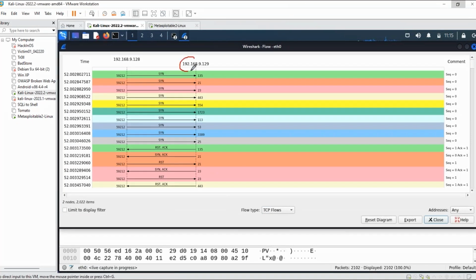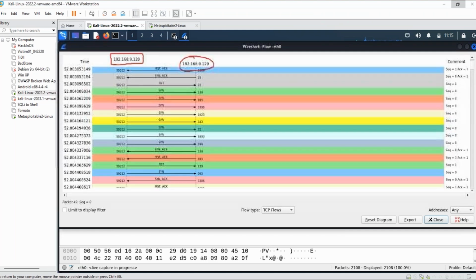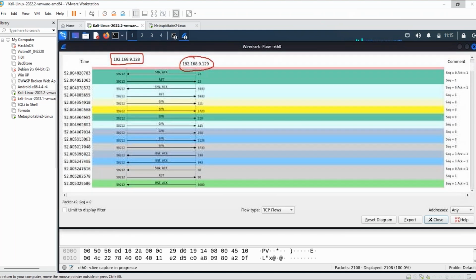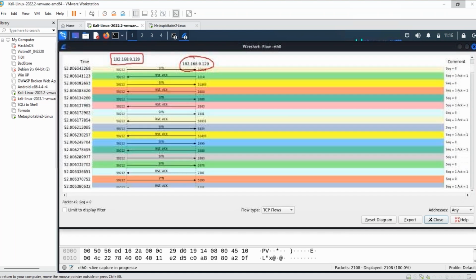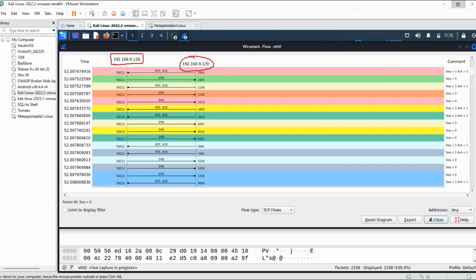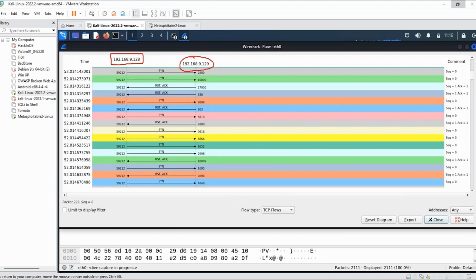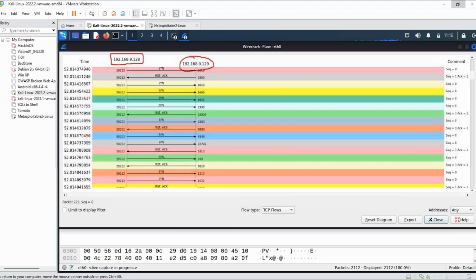The entire traffic to the victim machine is going from one IP only. Can you see this? Huge amount of traffic. Reset, reset, reset, SYN, SYN-ACK, reset, reset-ACK, reset, reset, reset. So this is something suspicious, that one particular IP is sending a huge amount of traffic.